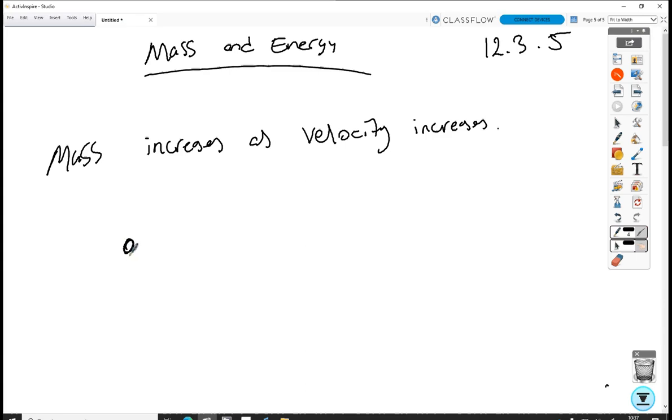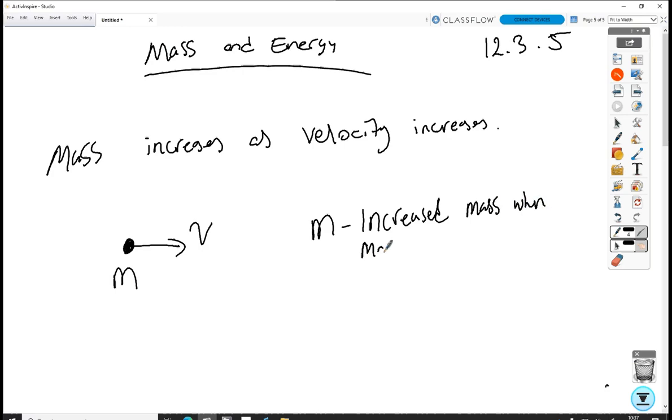So if we have some object that's moving at velocity v, then it has a mass m. m is its increased mass when moving at velocity v. And they also have a rest mass, which is when they're not moving, and we'll call that m naught.